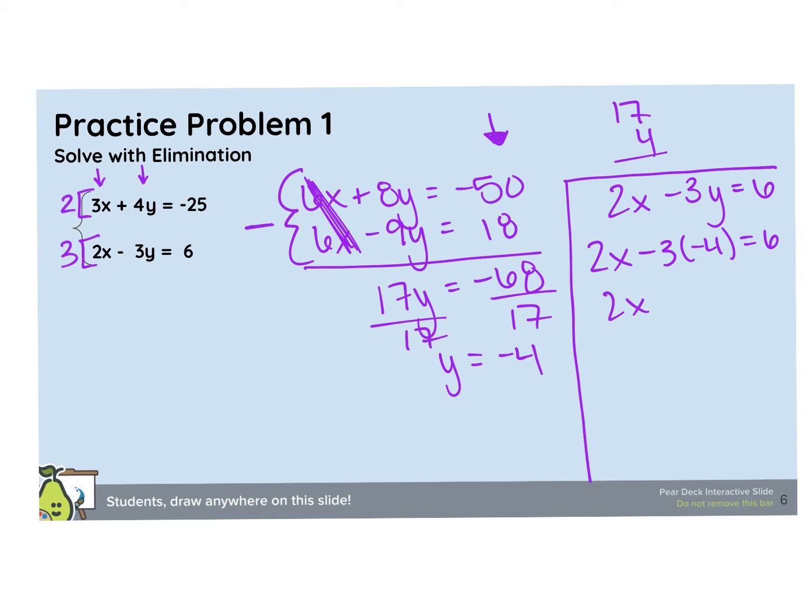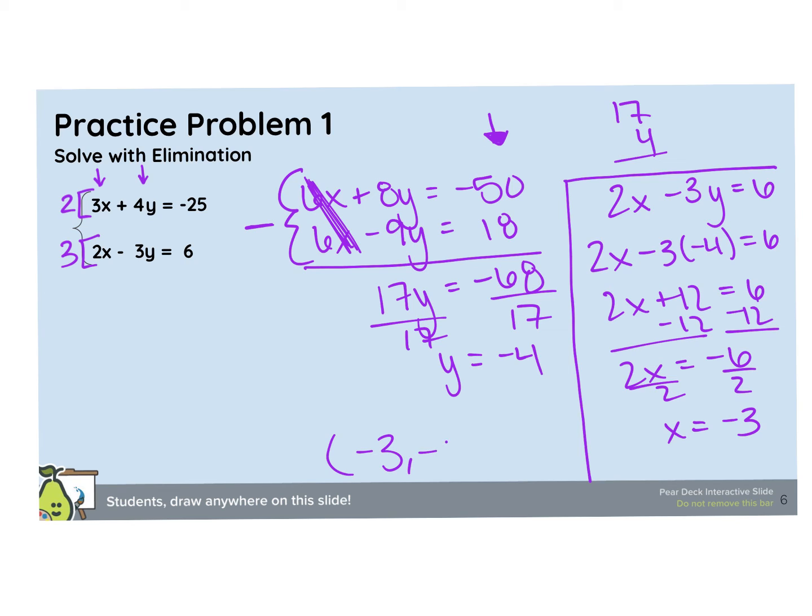So this is 2x plus 12 equals 6. Subtract 12, losing my voice, sorry. Negative 6, divide by 2. X is negative 3. So I think the answer is negative 3, negative 4. Let's go to the next slide and check our work.